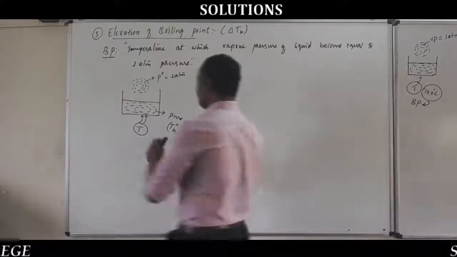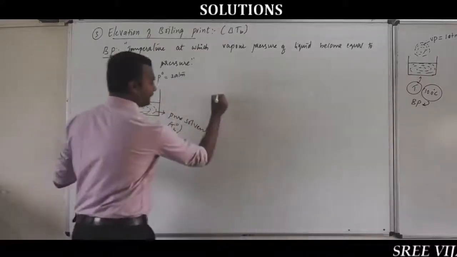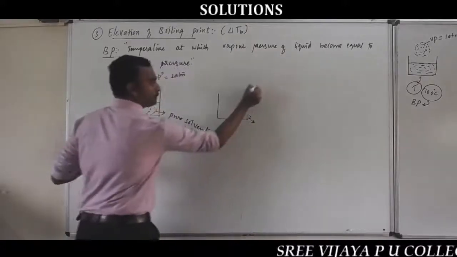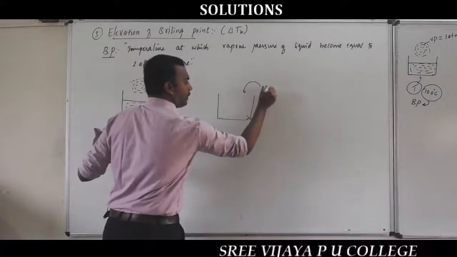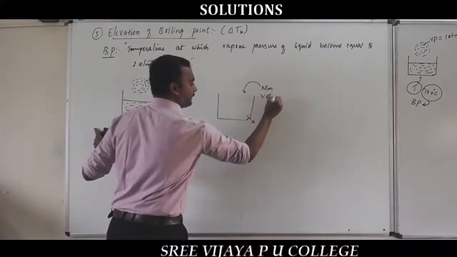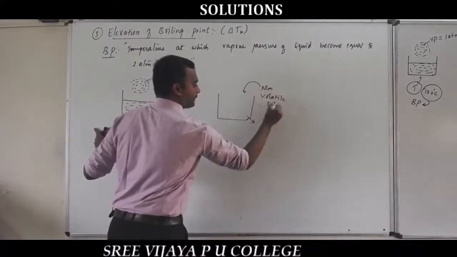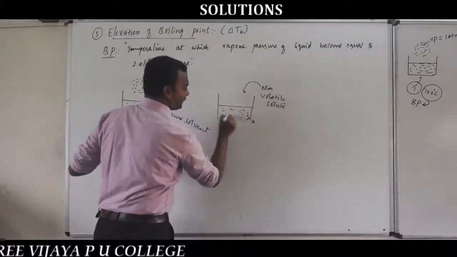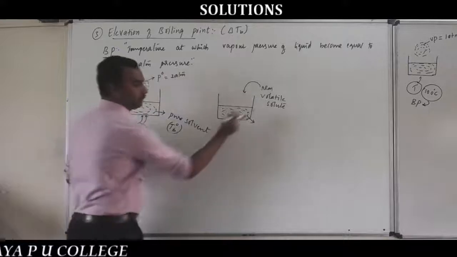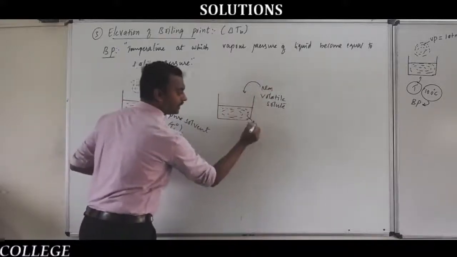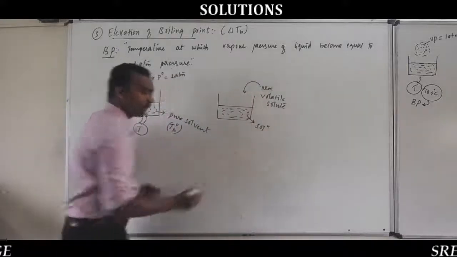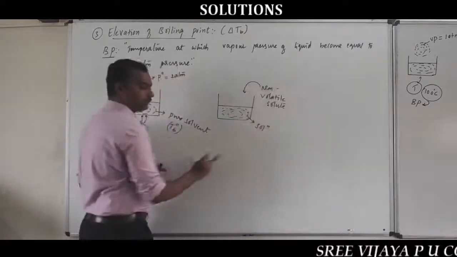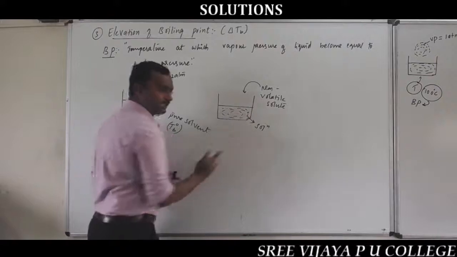At the same time, I am taking another beaker with the same solvent. To this solvent I am going to add a non-volatile solute. This is the surface of the solvent. When the non-volatile solute is added to the solvent, it becomes a solution, a homogeneous mixture. Remember, the solute is non-volatile and the solvent is the liquid.